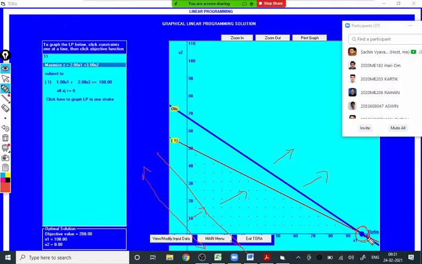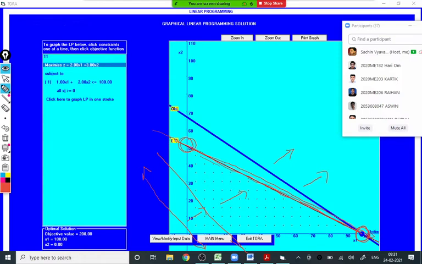Why did this happen? It touches only one point because the slope of the objective function and the slope of the constraint are different. If their slopes are equal, the objective function will coincide like this and overlap. We get the maximum solution at this point, also at this point, and not only that, we get the maximum solution on all points of this line segment. So there are infinitely many solutions.